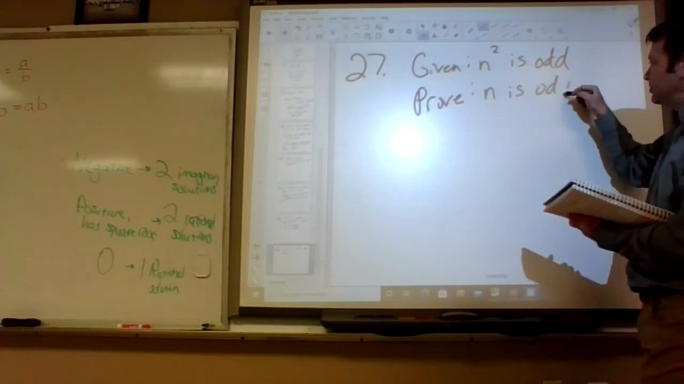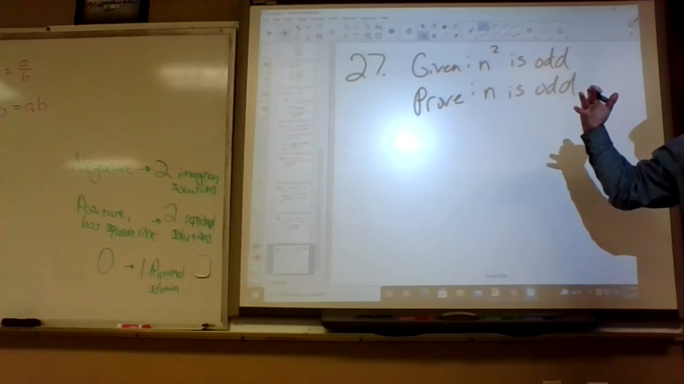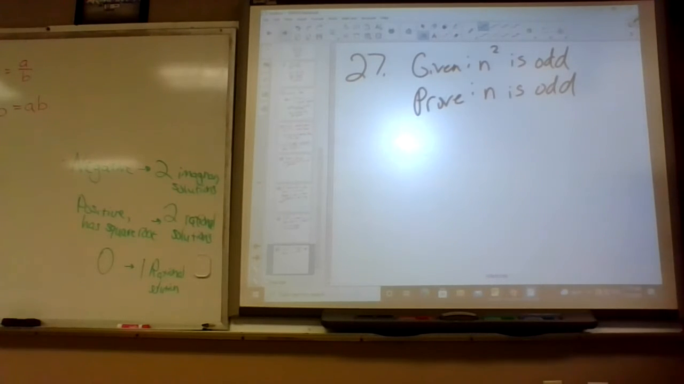Did you guys know that an odd times an odd is always odd? You ever thought about that? Like 9 times 7 or whatever, 63. Odd times odd is an odd. Always happens. So how are we going to prove it?